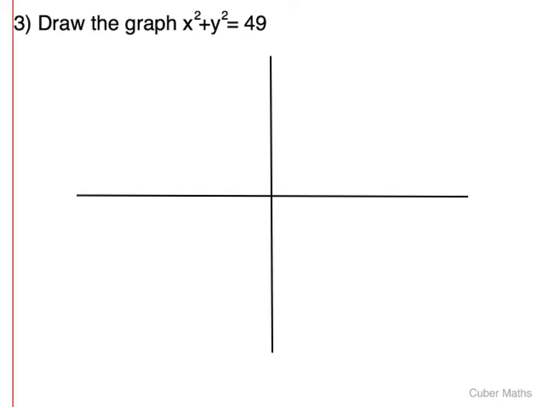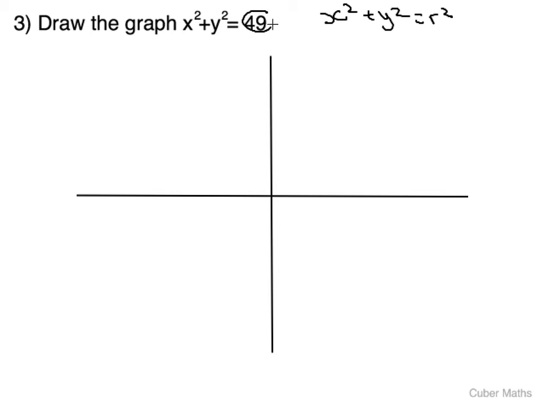We have our third problem, and it says draw the graph x squared plus y squared equals 49. And our equation says that x squared plus y squared is equal to r squared. So 49 is equal to r squared. And when we square root that, r is equal to plus or minus 7, because 7 squared is 49. That means that on each of our axes, the circle is going to cross at 7. So when we label that up, it's going to cross at 7 on the y, 7 on the x, minus 7 on the negative y, and minus 7 on the negative x.